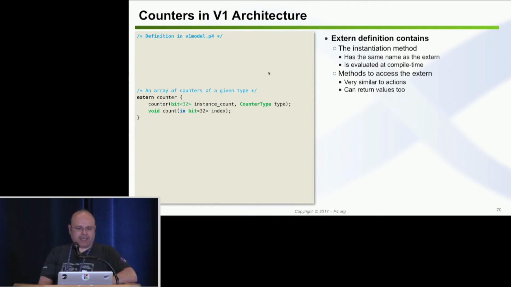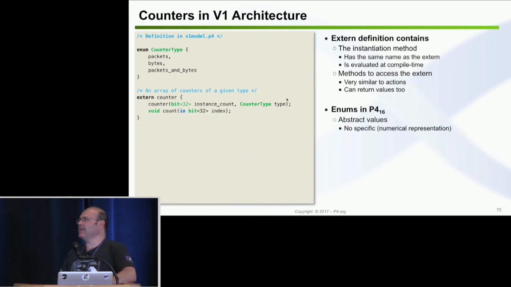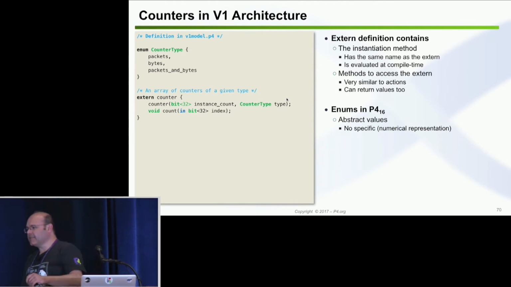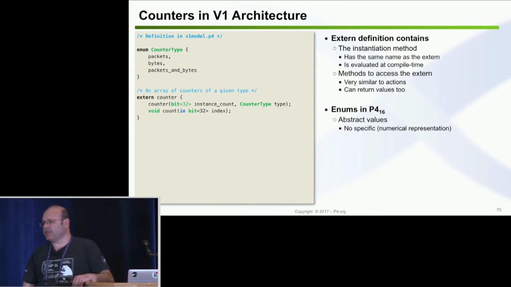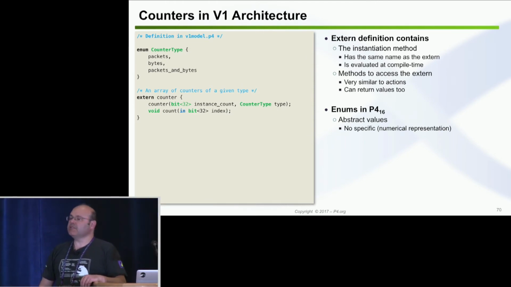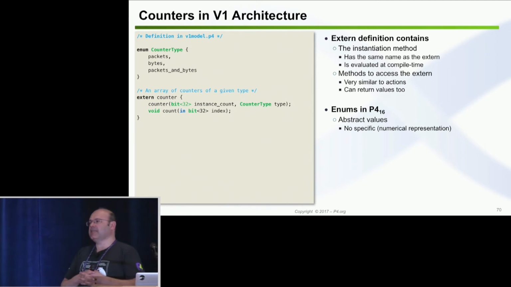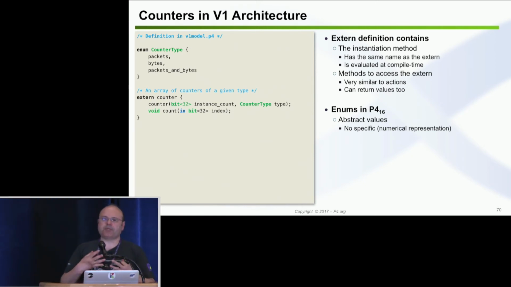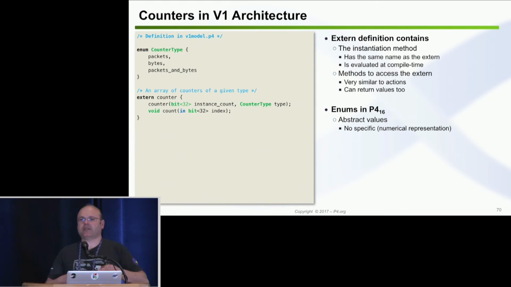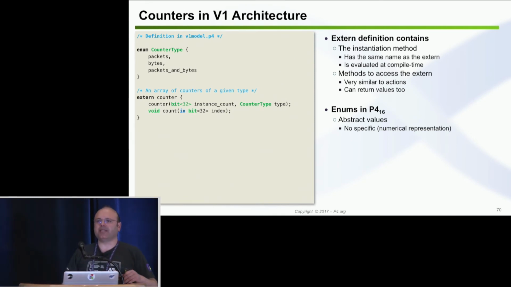In this particular case, you could see that the counter extern uses a certain type called counter type, and it's also defined in the architecture file. It is another type that we didn't talk about much, but in P4.16 it is called the enum. Enum is a set of values which do not have any particular hardware or numerical representation. They're just a set of allowable values, so to speak. So this is the definition of the counter extern in P4.16.